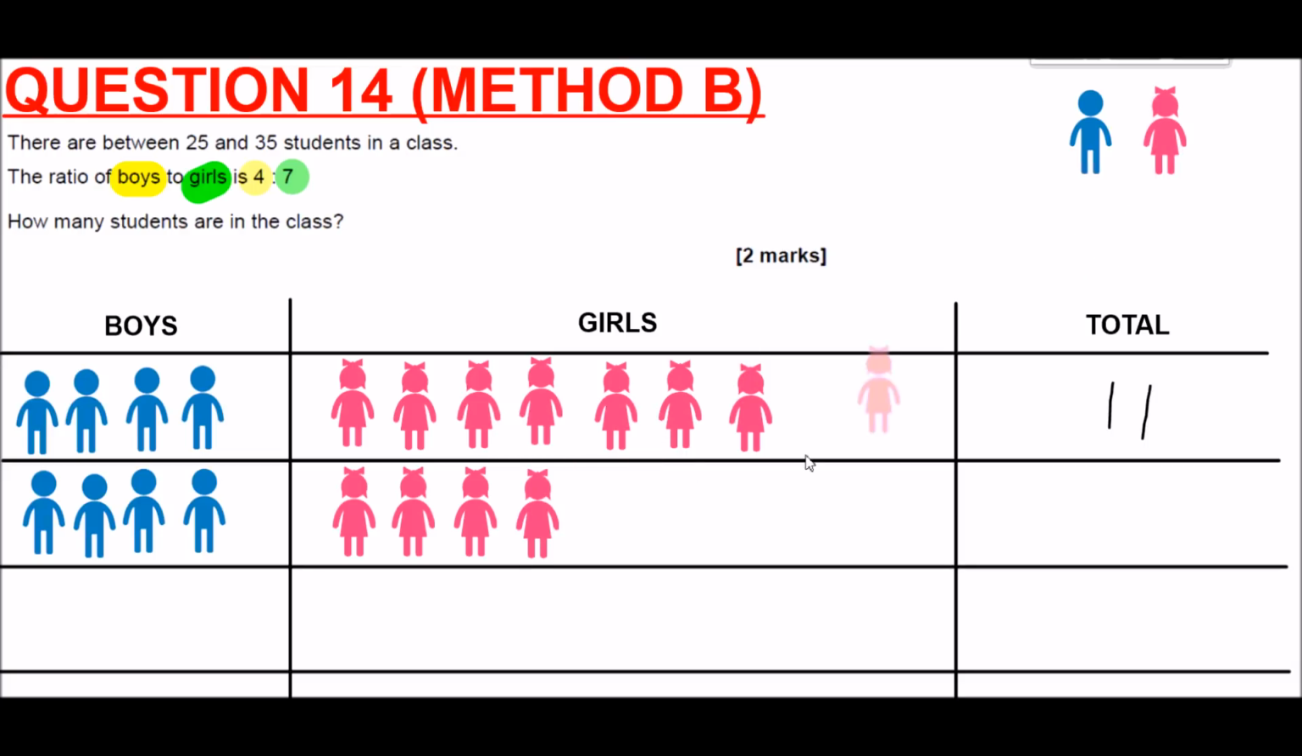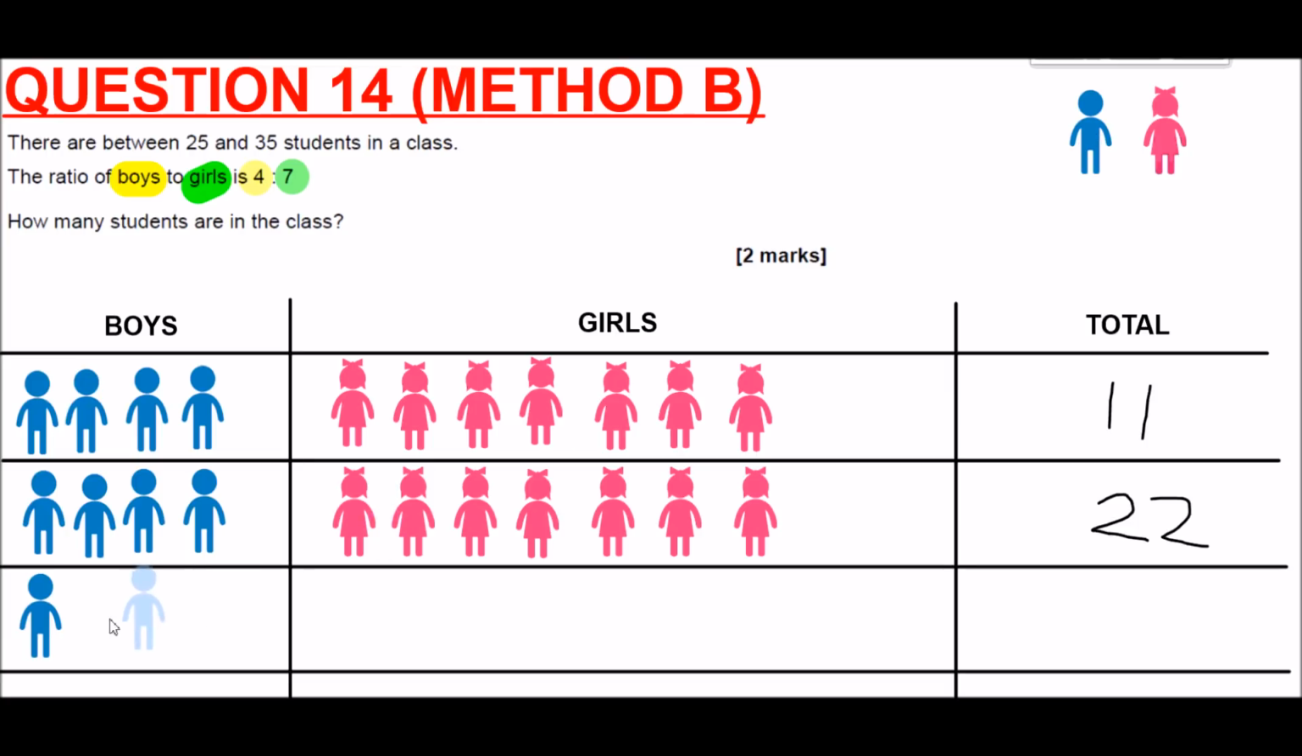What I'm saying is you could build it up like a tally chart. 4 boys, 7 girls. 4 boys, 7 girls. I'm just trying to be a bit prettier in terms of how I'm setting it out, hence the pictures. So 4 boys plus another 7 girls would be a total so far of 22. Again, not enough, so go again. Another 4 boys, another 7 girls. Keep going until you get a number which is between 25 and 35.